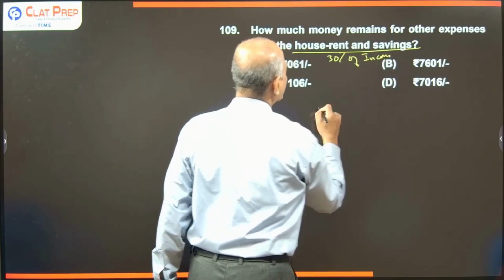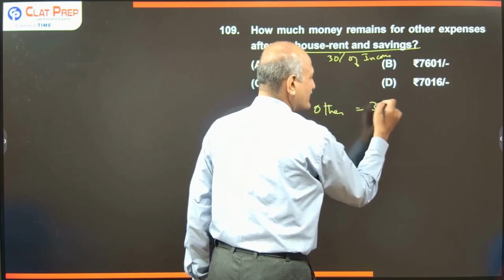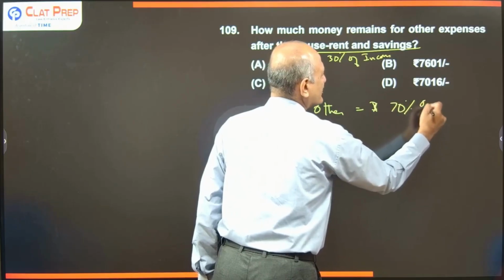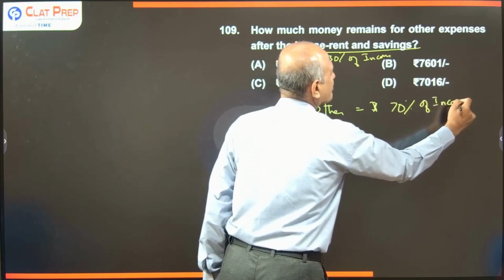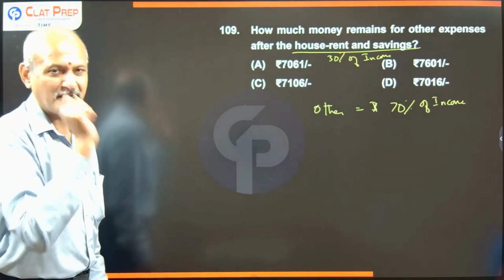So for the other expenses, he is going to spend 100 minus 30%, which equals 70% of the income. But we actually want this as a particular number.